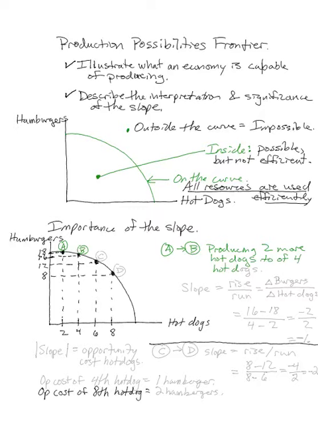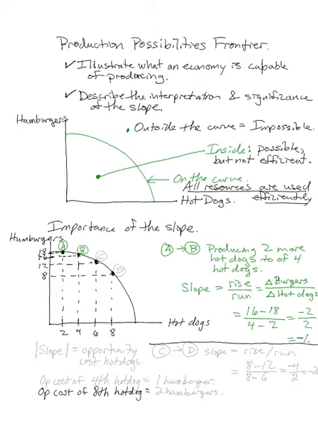The slope is equal to rise over run, which in this case means the change in the number of hamburgers divided by the change in the number of hot dogs. Moving from points A to B, the change in the number of burgers is 16 minus 18. The change in the number of hot dogs is 4 minus 2. This comes out to be negative 2 divided by positive 2, which is equal to negative 1.